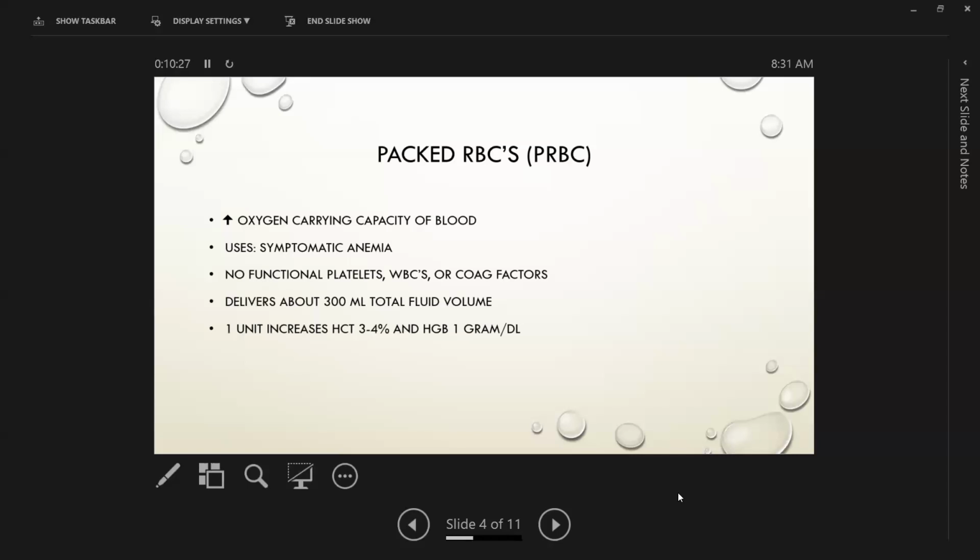And 1 unit of packed red blood cells should increase the hematocrit 3 to 4% and the hemoglobin 1 gram. So we should see our hemoglobin come up by 1 gram. So if they were at 7.8, we should expect if they got 1 unit, they should be around 8.8.